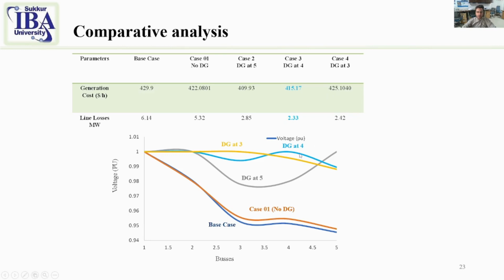So the best case that we picked from our analysis is DG at bus number 4, case number 3. Here you can see the voltages are improved compared to the base case. Also the line losses reduce, and the cost is 415, which is reduced compared to the base case. So we have cost reduction and loss reduction. We can also say that we have improved the voltage level, because you can see the voltages are much deviated in the base case. This light blue line shows that the voltages are improved.